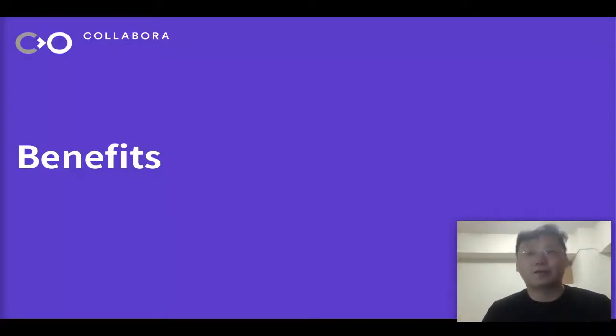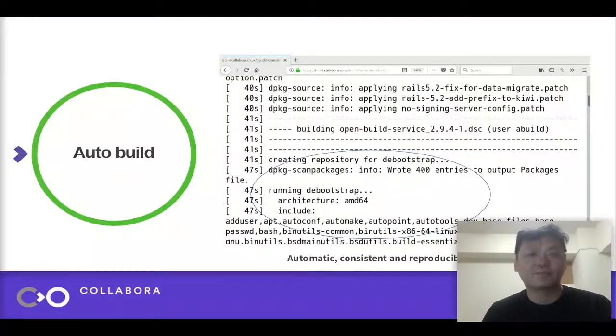Okay, we have an idea of what OBS is about, and let's have a look at its benefits in more detail. OBS automatically uses debootstrap to create a clean chroot for each distribution and architecture, and then automatically builds your package in the clean environment, so that it ensures the builds are consistent and reproducible. So you won't have to deal with all the chroots and keep them on your machine by yourself, because OBS does this automatically for you.